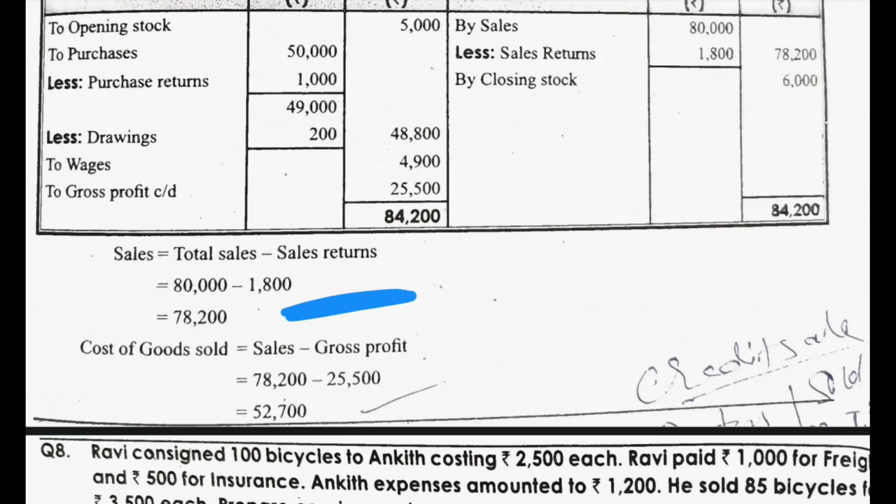This is also one new point you have to remember here. If sales return is given, and you directly do 80,000 minus gross profit, you will get the wrong answer. Total sales minus sales return, you have to take this 78,200 minus gross profit, we will get the cost of goods sold 52,700.